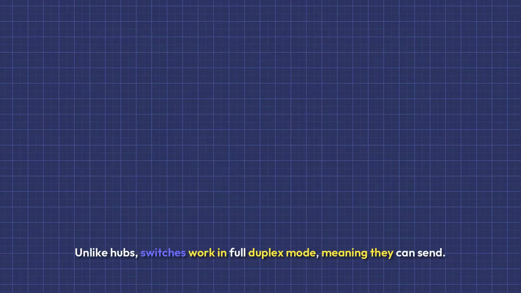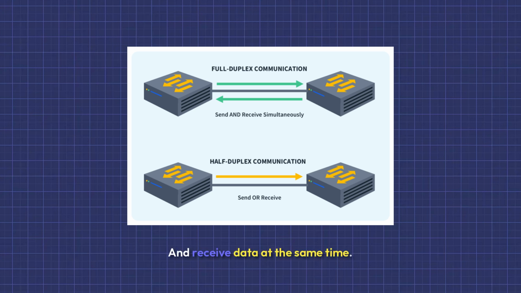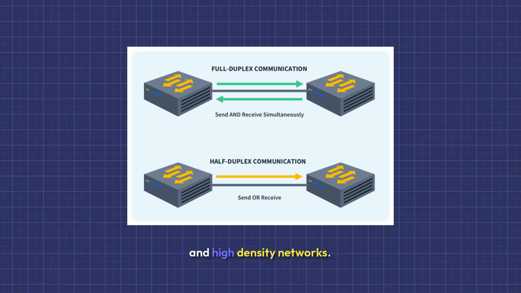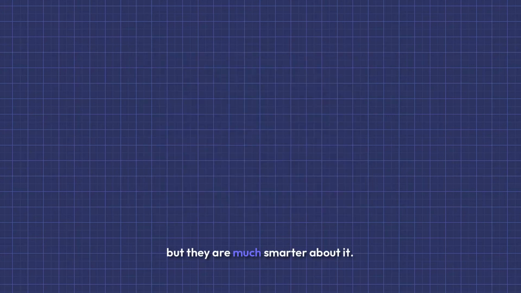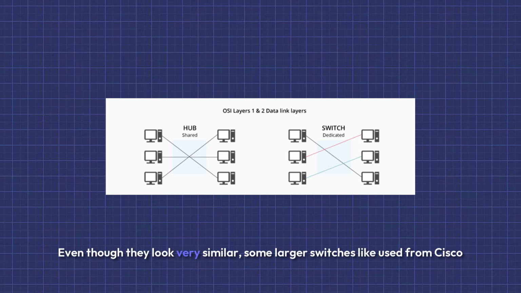Unlike hubs, switches work in full duplex mode, meaning they can send and receive data at the same time. They are much more efficient and are now the go-to choice for modern and high-density networks. Switches are similar to hubs in that they repeat packets, but they are much smarter about it. Instead of broadcasting data to every connected port, a switch sends data only to the device it's meant for. This makes switches far more efficient than hubs, even though they look very similar.